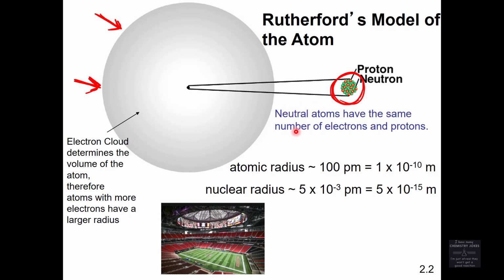Okay, I forgot that this popped up first. Neutral atoms always have the same number of protons and electrons. Why is that? Because protons are positively charged, electrons are negatively charged. They have to sum together to equal 0 if you're going to be neutral.